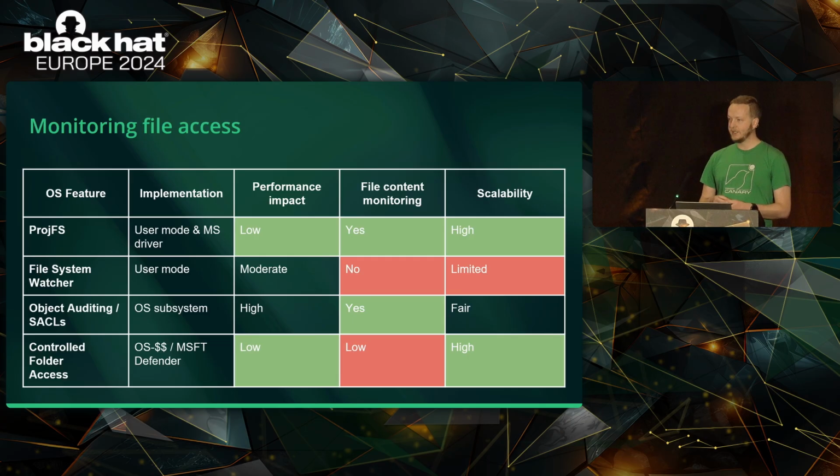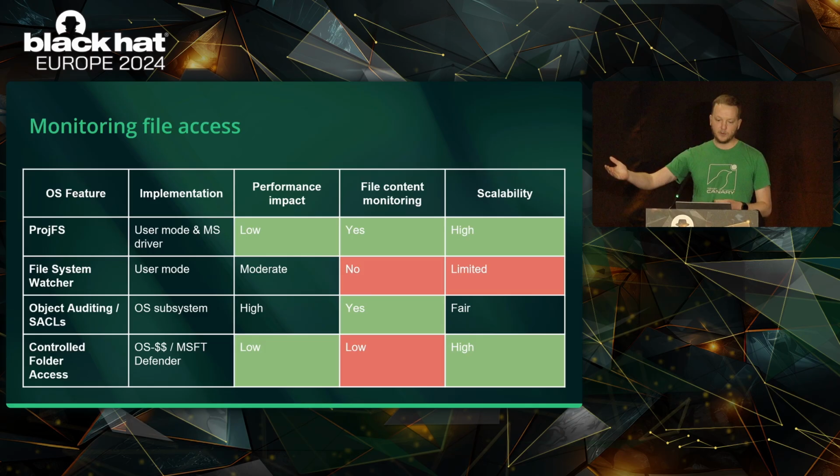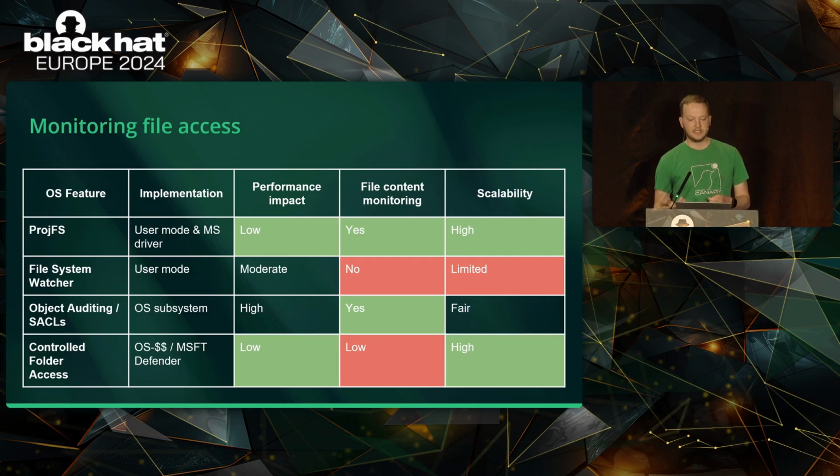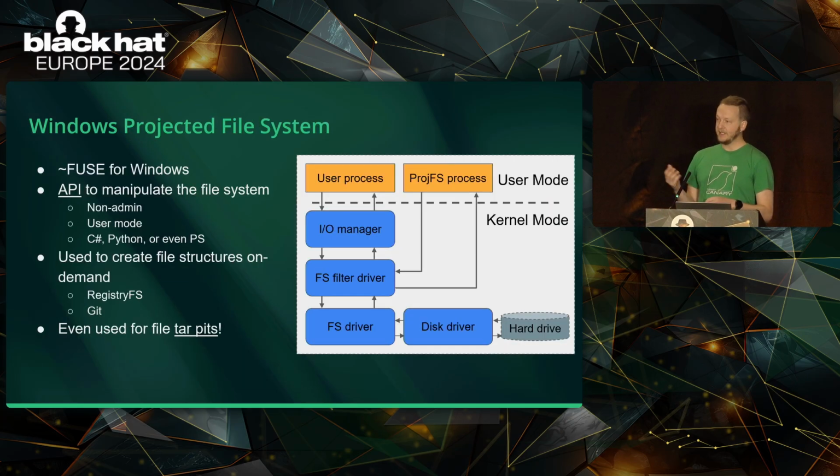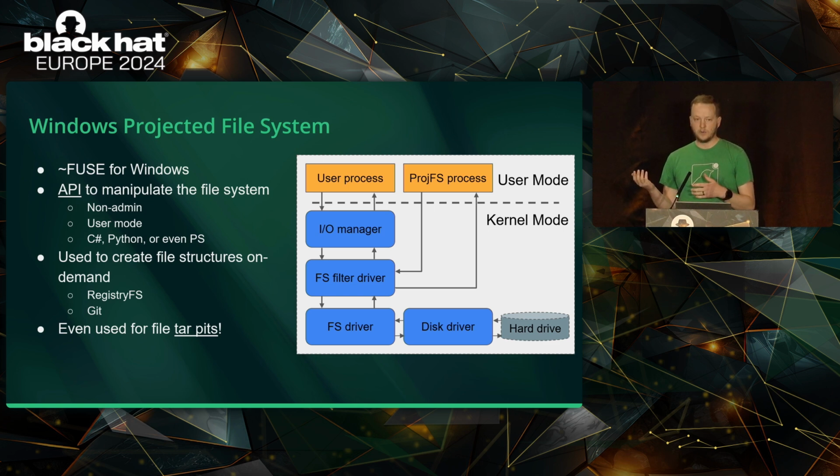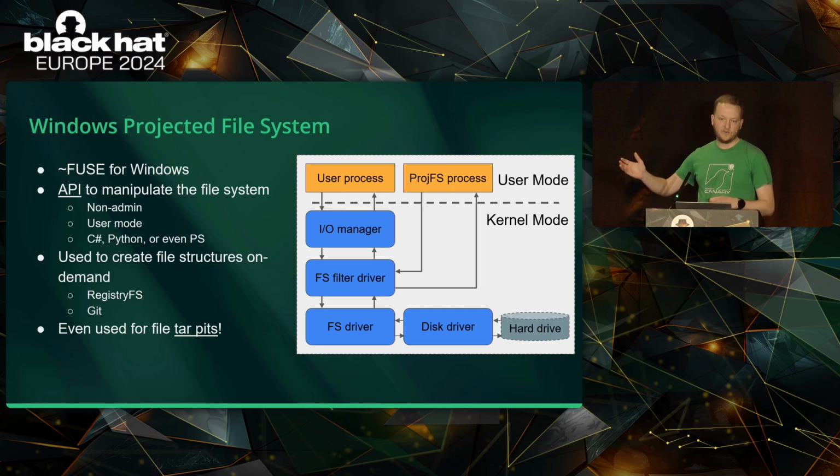So we spent a lot of time looking at the different kind of living off the land primitives for this. Projected file system is the one we ended up choosing, but we also looked at file system watchers, object auditing, and controlled folder access. And for us, ProjFS, despite being not very well known, is a pretty powerful primitive. You can think of ProjFS, or projected file system, as essentially FUSE for Windows. So it's a user space API where you can project files essentially out of thin air. And then Windows itself will handle the messy filter driver handling.